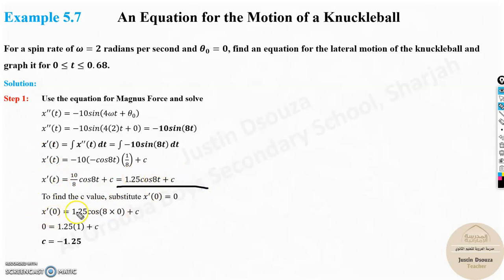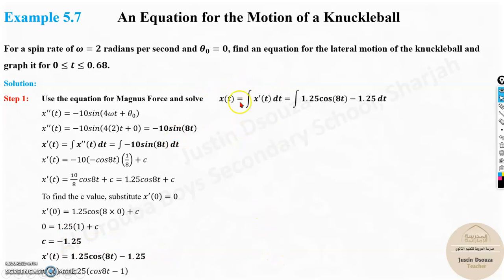So x dash of 0 equals 1.25 cos 8 into 0 plus c. Now 8 into 0 is 0. Cos 0 is how much? 1. You can try it in the calculator. Sine would have made it 0, but this is cos. So 1.25 into 1. Now take this to the other side. It will be minus 1.25. That is C. Now what next? You will have x dash of t equals 1.25 cos 8t minus 1.25. So this is the answer. Then we have x of t, that is the position.